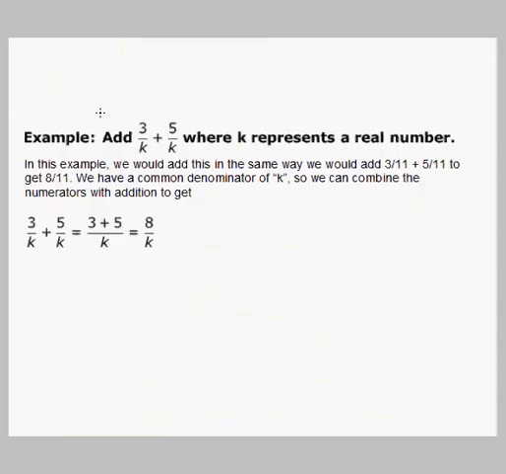One final problem here. We're going to add two algebraic fractions. We're going to add 3 over k plus 5 over k, where k represents some real number. We would add these two fractions the same way we would add 3/11 plus 5/11 to make 8/11. Because k is the same in both fractions, we do have a common denominator, and k represents some real number. So we can just combine the numerators, 3 plus 5, and put them over our common denominator k. So our answer is 8 over k.